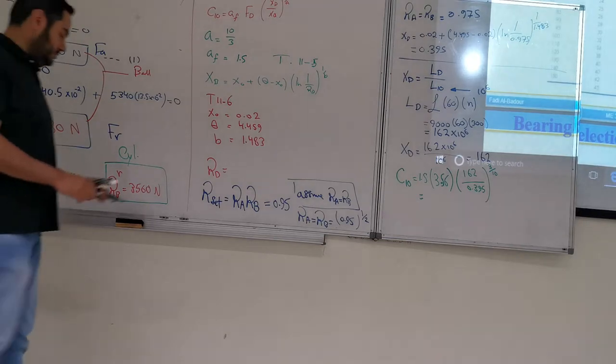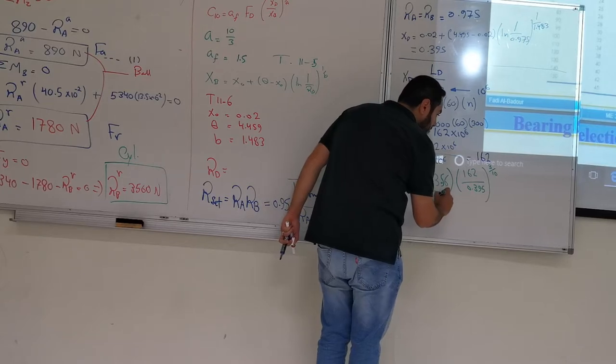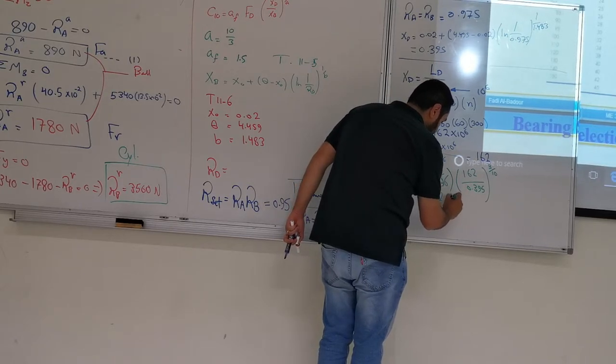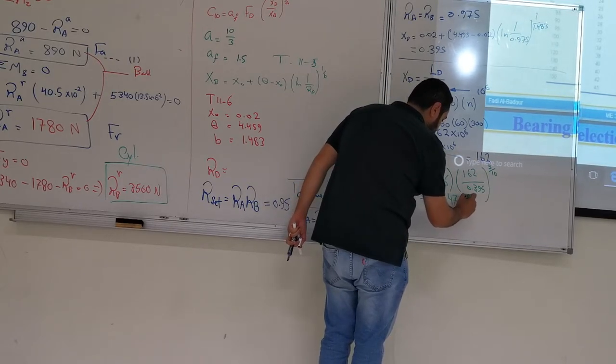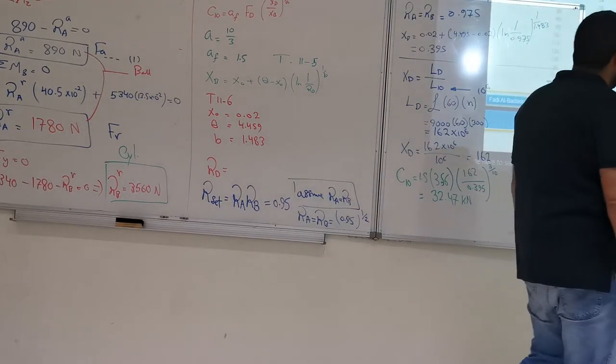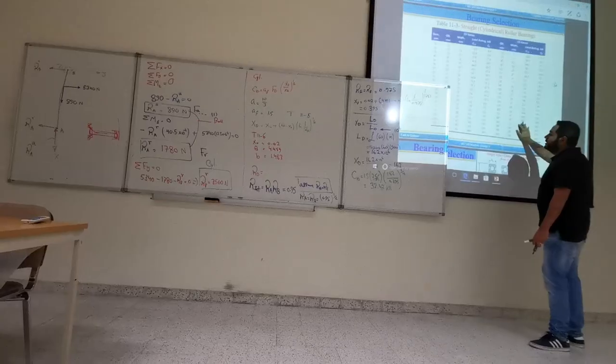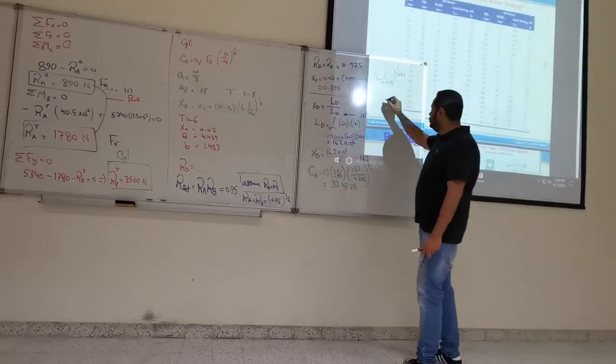Okay, got the C10? 30 to 147 kilonewton. Okay, now we open table 11.3, where we have the cylindrical roller bearing. We have two series, 02 and 03. Let's see all possible solutions.